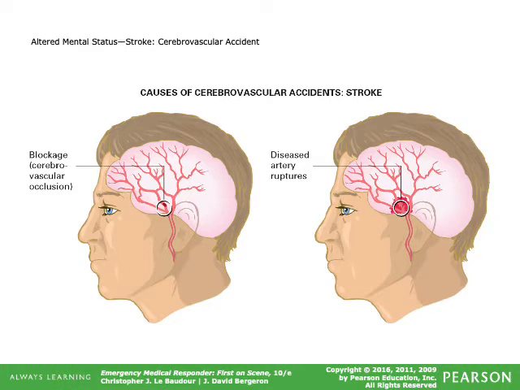Alright, some causes of cerebrovascular accidents. Blockage, which is in the image on your left-hand side. It's going to be a clot that has obstructed one of the arteries that supply the brain with oxygenated blood. To the right side over here, you've got an artery that has ruptured. This just causes increased intracranial pressure, and it causes a part of the brain to not receive oxygenated blood.